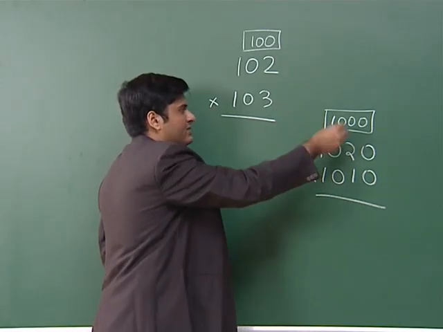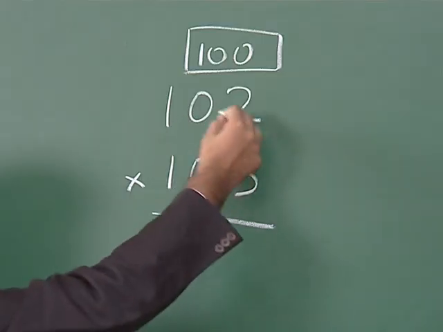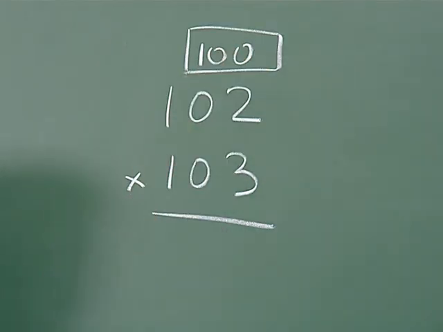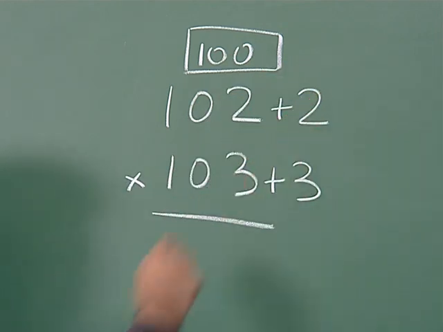We have found the bases. Next, let us find the difference. 102 is 2 more than 100. So it is more, our difference will be plus 2. And 103 is 3 more than 100. So our difference in this case will be plus 3. So we have found the base and we have found the differences.